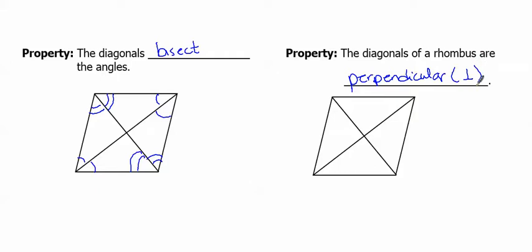Symbol for perpendicular is that upside down T. And what does that mean? When the diagonals intersect each other, they intersect at right angles. So they're all equal to 90 degrees. This also tells me a little bit about their slopes. Their slopes are opposite reciprocals of each other.